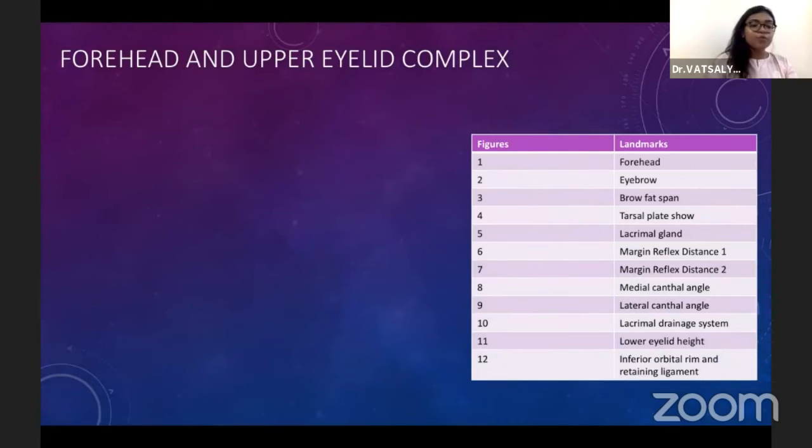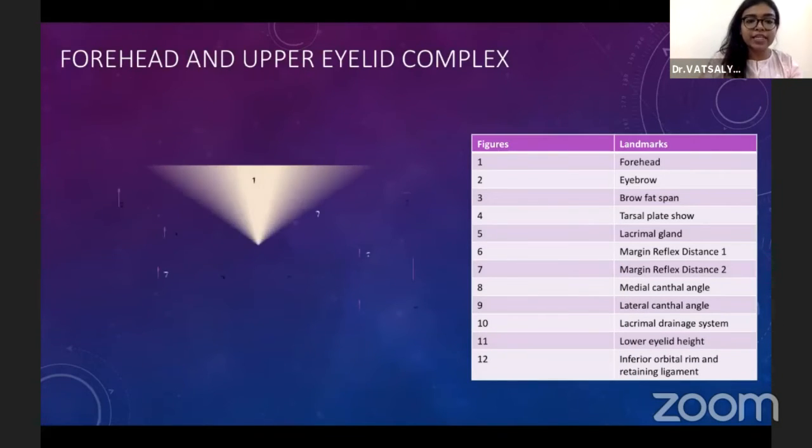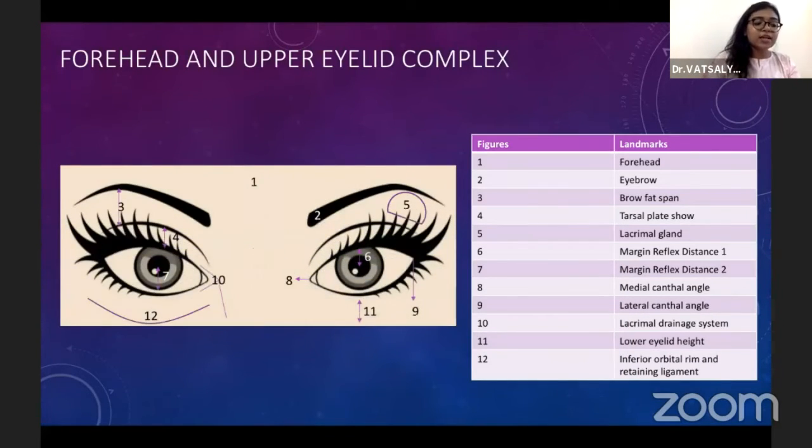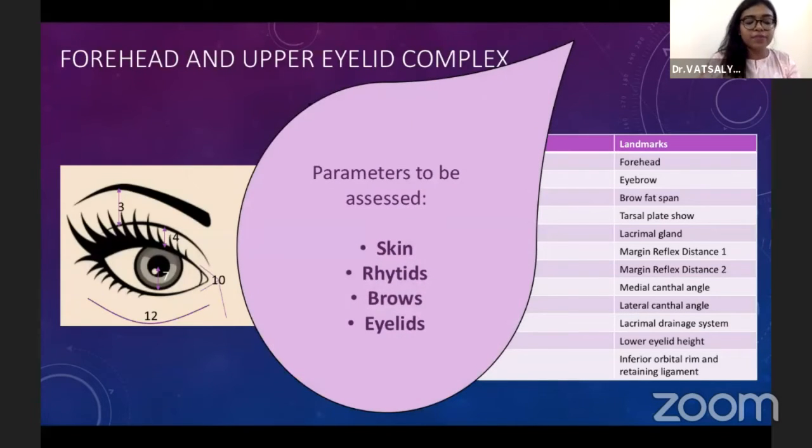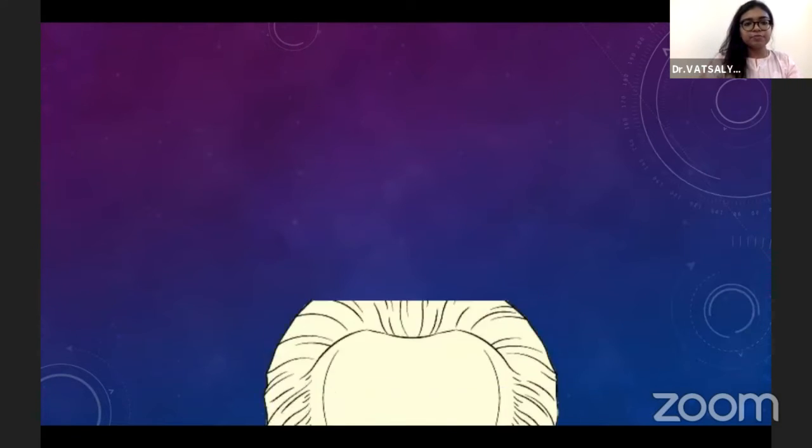Yes, so moving on to the forehead and the upper eyelid complex, these are some of the important surface landmarks of the forehead, brow, and the upper eyelid complex. The parameters in here to be assessed include the sling, rhytids, brows, and eyelids.